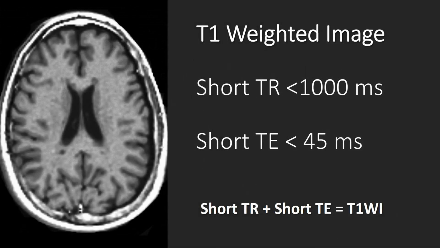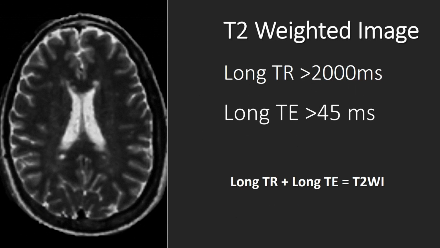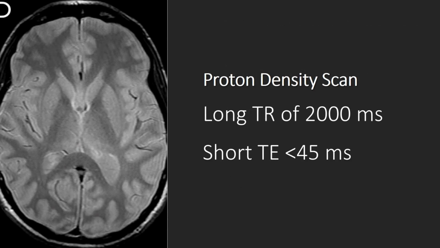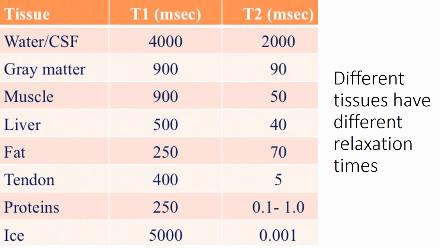A T1 weighted image scan is one with short TR below 1000 milliseconds and short TE below 45 milliseconds. A T2 weighted image scan is one with a long TR of more than 2000 milliseconds and long TE of more than 45 milliseconds. A proton density image scan is one with long TR of 2000 milliseconds and short TE of less than 45 milliseconds.